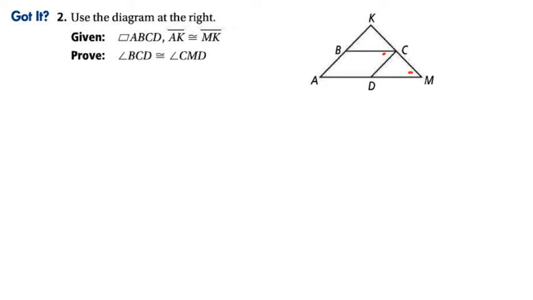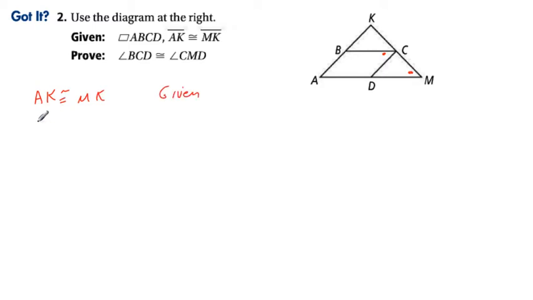Alright, I hope you had a chance to try that on your own. Let's go ahead and set this up. First we're given that ABCD is a parallelogram, okay, and we're given that AK and MK are congruent. Well, first of all, AK is congruent to MK, and that is a given, okay, so that would be your reasoning.